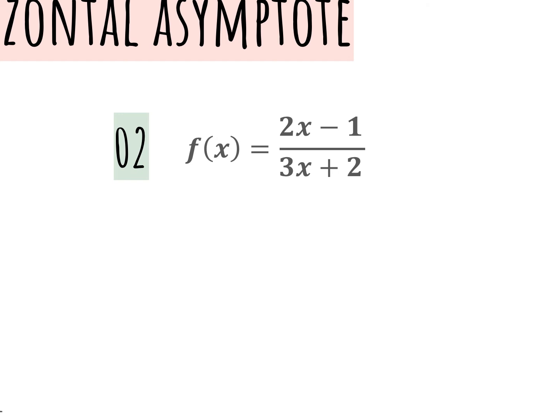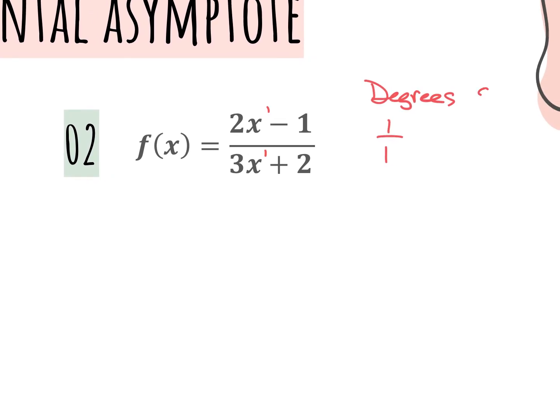It is in standard form. It's got the x and then it's got the constant. This one has a degree of 1. This has a degree of 1. You're looking at the power on the x, on the variable. So the 2 degrees are 1 over 1. When the degrees are the same, this is where I'm going to use the coefficients. So the coefficients that I'm using are the coefficient of the numerator over the coefficient of the denominator.